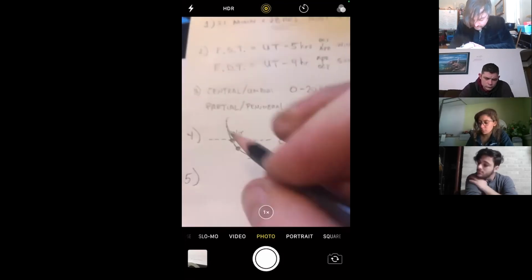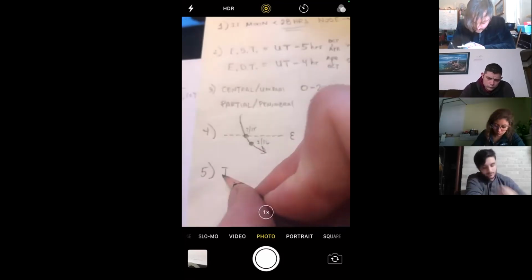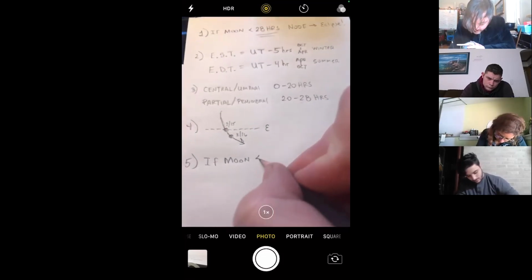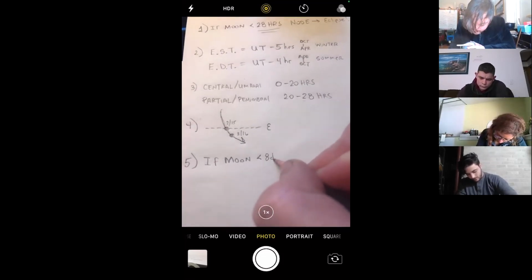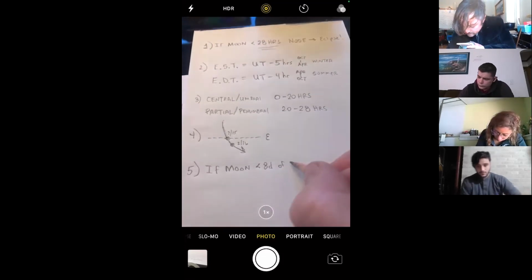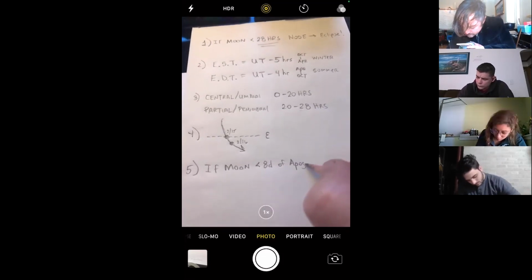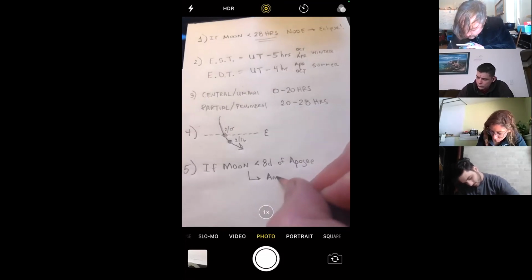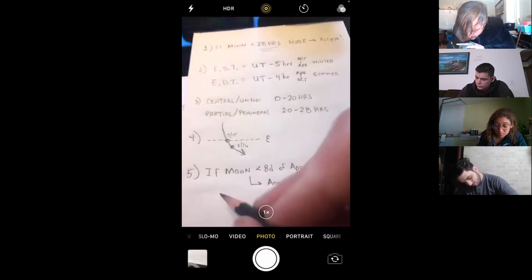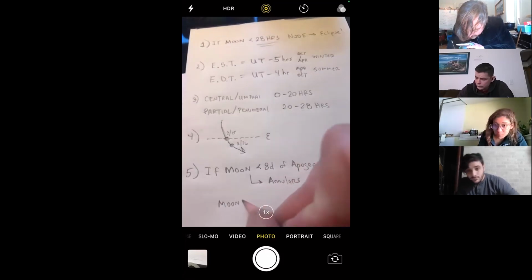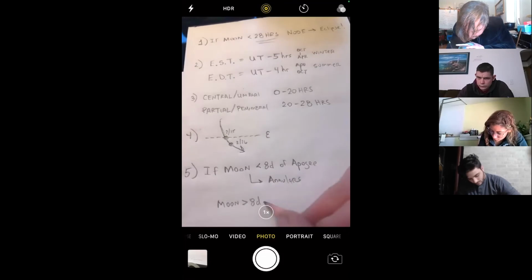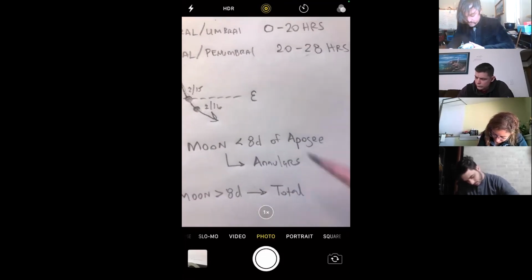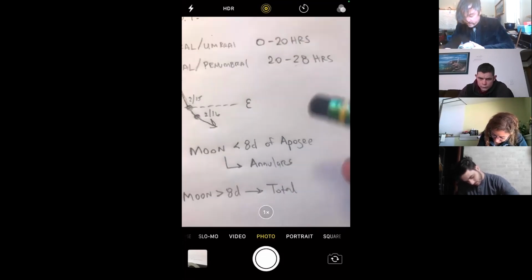Here's the rule of thumb for this. If the moon is less than 8 days of apogee, then you get an annular eclipse. If the moon is more than 8 days of apogee, you get a total solar eclipse. I don't know why I said lunar, sorry.